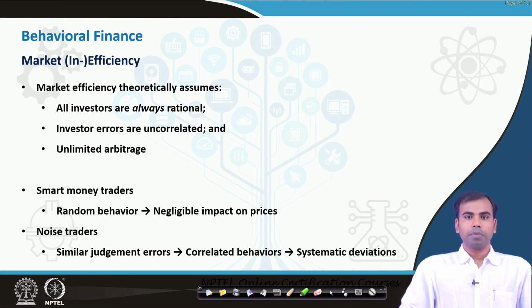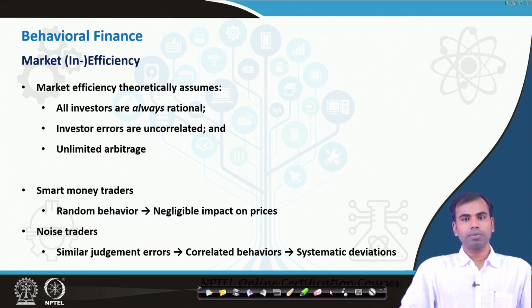Which means people's behavior is uncorrelated and their decisions are random in their own context, and that will lead to negligible impact on prices of securities. Securities here implies assets of a financial nature such as stocks, bonds and other financial securities.